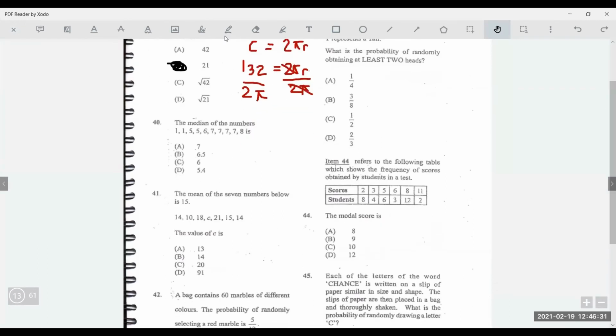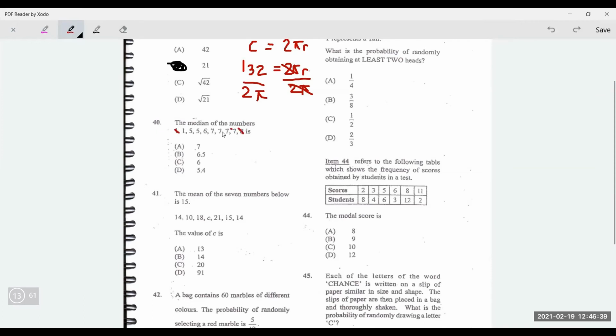Question 40. Find the median of the following numbers. The median is the number in the extreme middle. So each time just cross off the ends, cross off the ends till we get to the middle. And here we have two numbers in the middle, and so we find the average of these two numbers, which is 6.5. So the median is 6.5.